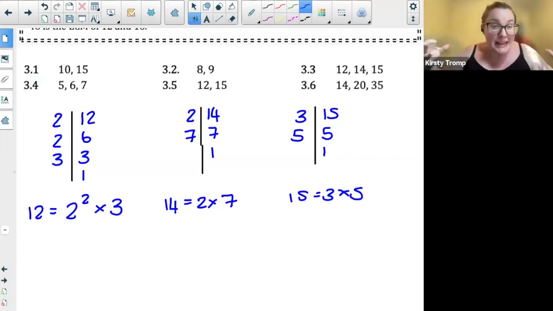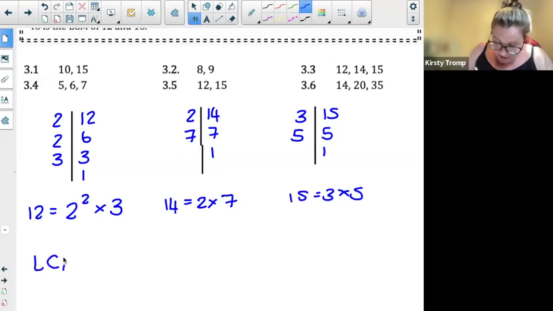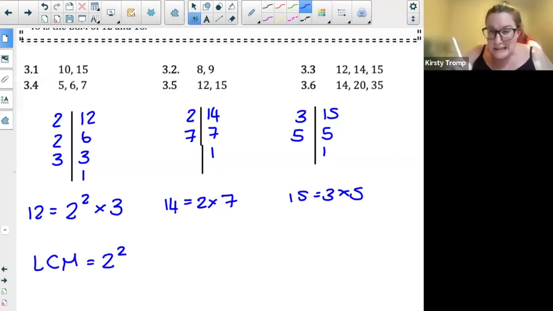I want the maximum of everything, the biggest number. So if I want the lowest common multiple, but the M stands for maximum, then I'm going to start with the 2's. I've got 2 to the 2, I've got 2, and I've got no 2's. What's the biggest number of 2's? It's going to be 2 to the 2.